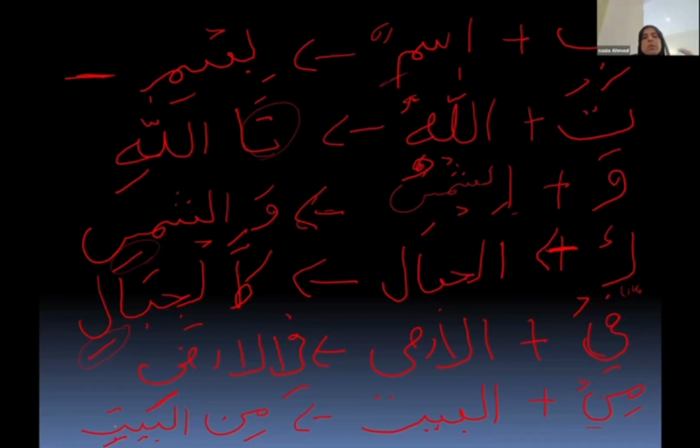What's the meaning of jar status? If the last letter has a kasra or zair on it, then we call this a jar status of the noun. In ayah number 2, there is an example. Do you see that example?